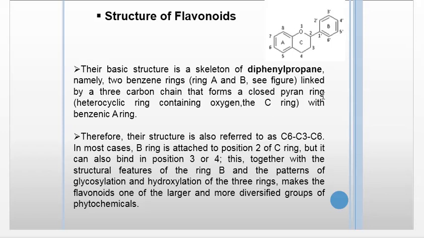Therefore, the structure is also referred to as C6-C3-C6. In most cases, the B ring is attached to position 2 of the C ring, but it can also bind in position 3 or 4. This, together with the patterns of glycosylation and hydroxylation of the three rings, makes flavonoids one of the larger and more diverse groups of phytochemicals.